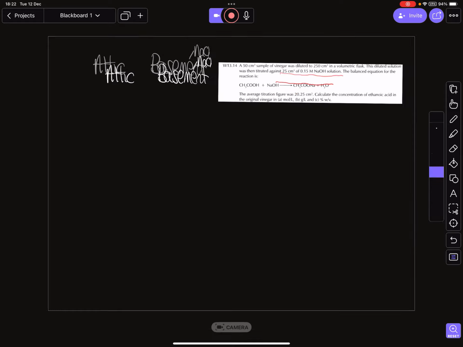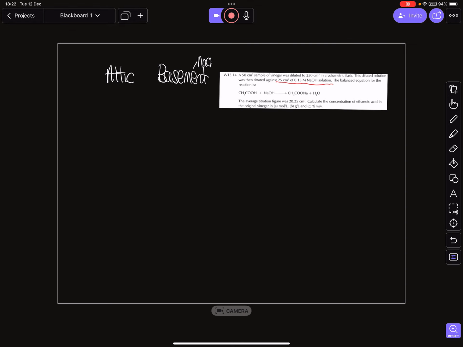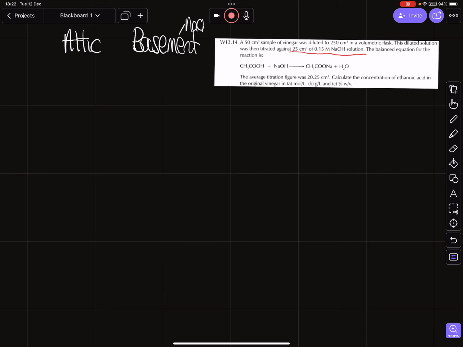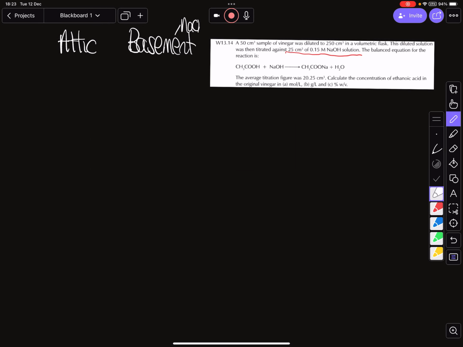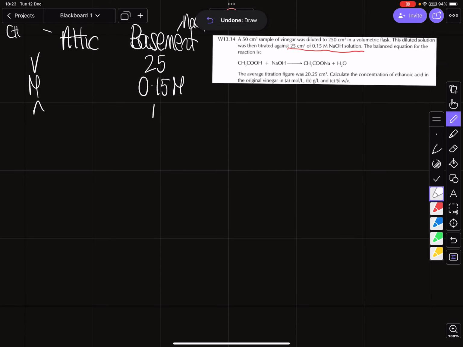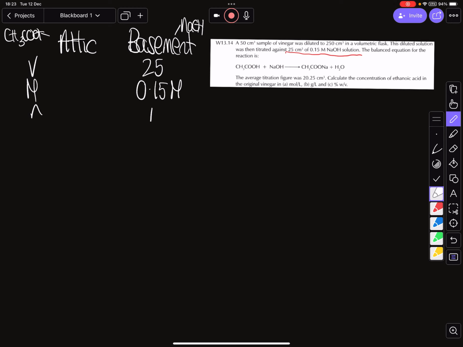So this is going to be the NaOH, and our details from our question are 25 centimetres cubed, 0.15 big M, and our ratio is 1. We're then looking for what goes in the attic, so in this case it must be the ethanoic acid. And our information from that is going to be 20.25.